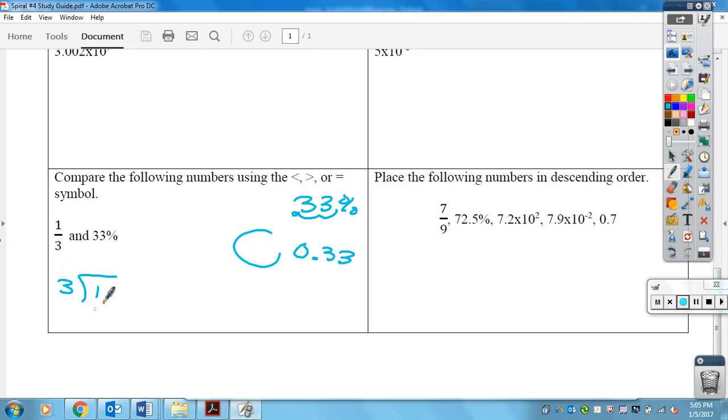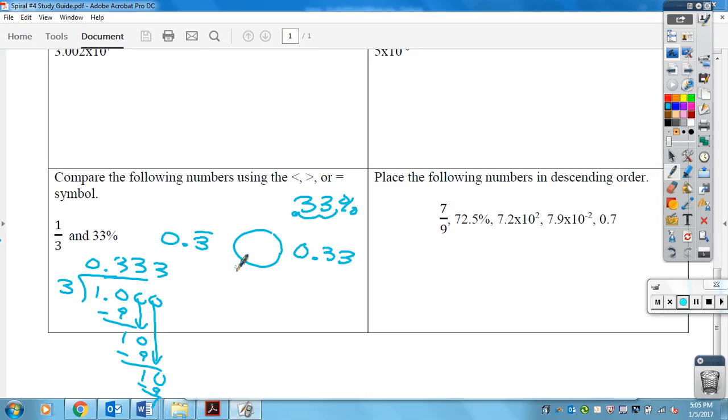Divide: 1 on the inside, 3 on the outside. Does 3 go into 1? No. Does 3 go into 10? Yeah, 3 times, that's 9 with 1 left over, 0 dropped down from underneath. Does 3 go into 10? Yeah, 3 times, 9 with 1 left over. Even if you weren't sure, you can keep dividing. Does 3 go into 10? Yeah, 3 times, it's 9 with 1 left over. So 0.333, or really 0.3 repeated.